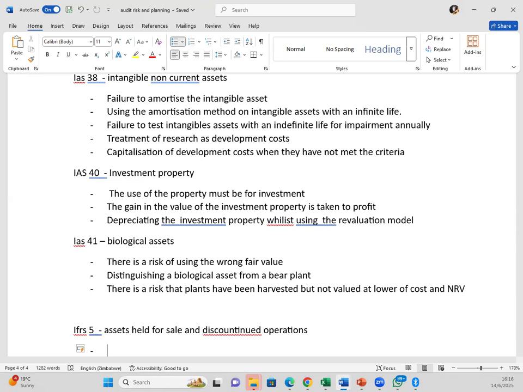Okay, IFRS 5, assets held for sale and discontinued operations.